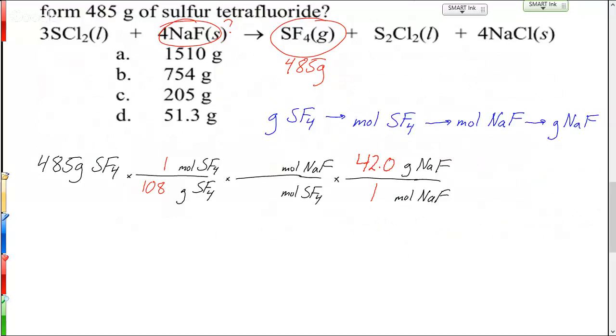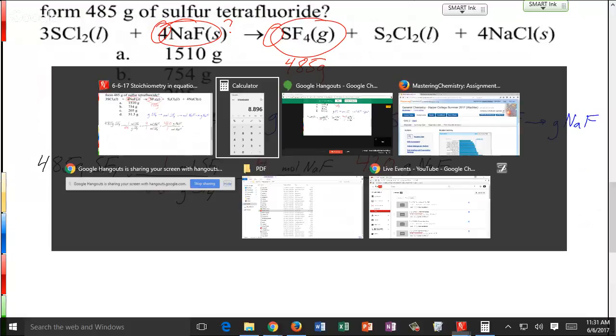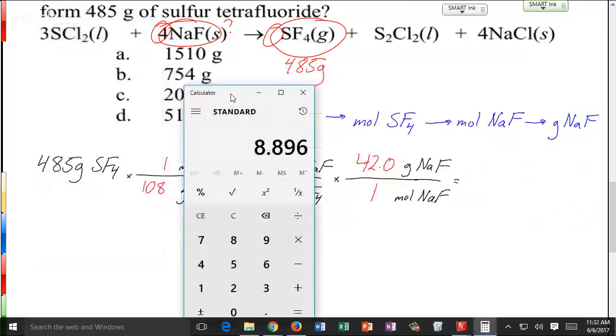And then the middle numbers we get from the equation. That's the mole ratio. So we just use the coefficients directly from the equation. So that's going to be a 4 for NaF and a 1 for SF4. So 4 and 1. Okay. Calculate that through.